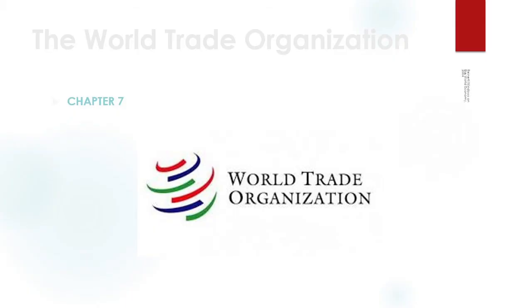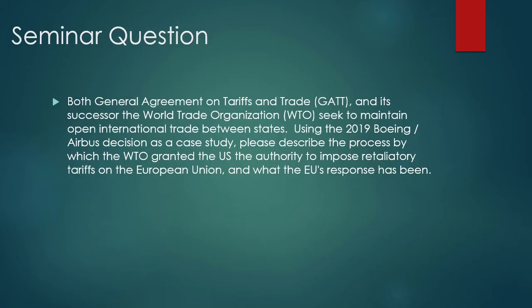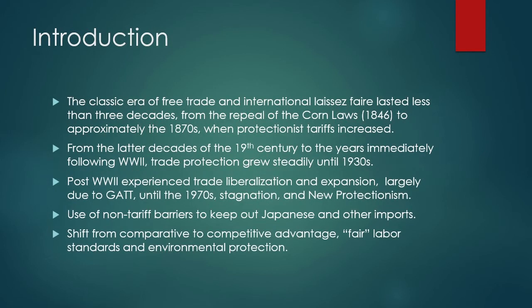Our seminar question is: both the General Agreement on Tariffs and Trade, GATT, and its successor, the World Trade Organization, WTO, seek to maintain open international trade between states. Using the 2019 Boeing Airbus decision as a case study, please describe the process by which the WTO granted the United States the authority to impose retaliatory tariffs on the European Union and what the EU's response has been.